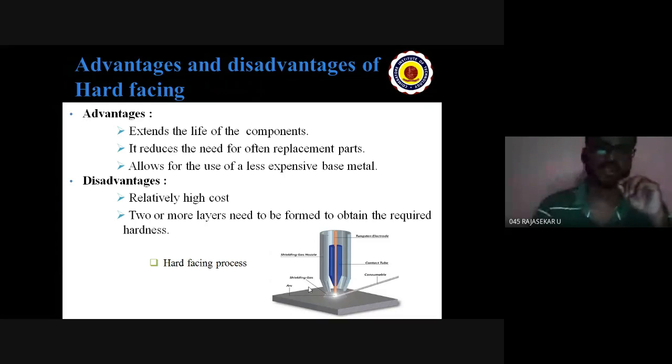The disadvantage is the relatively high cost, as the hard material will cost more, and the hot faced component cannot be used as it is. It should be machined before usage to get a finished part. So it is relatively high cost. Two or more hard layers need to be formed to obtain the required hardness.